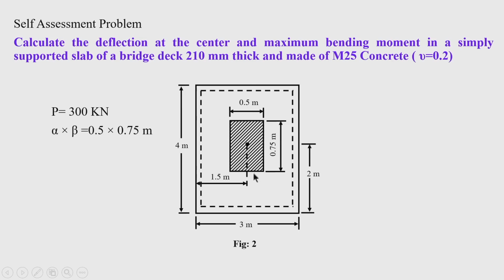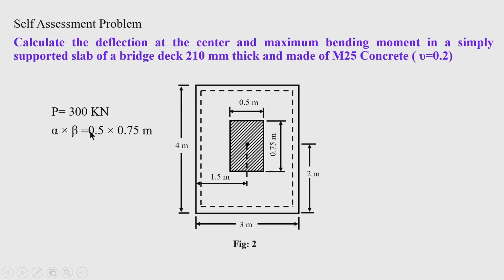So, here I am taking an arbitrary contact area, say 0.5 meter by 0.75 meter, just to illustrate the process, and the total load I have taken as P equal to 300 kilonewton. For example, this is a panel of the bridge deck, 4 meter by 3 meter, simply supported along all edges, and a concrete slab. We take the grade of concrete as M25, whose characteristic strength is 25 Newton per millimeter square. Poisson ratio of concrete is assumed to be 0.2.